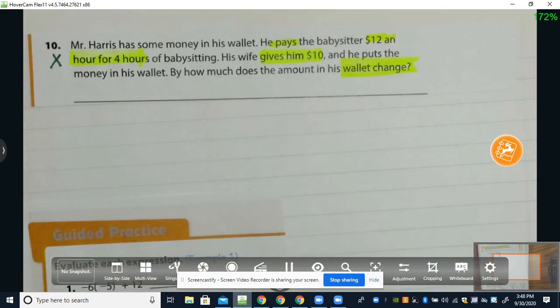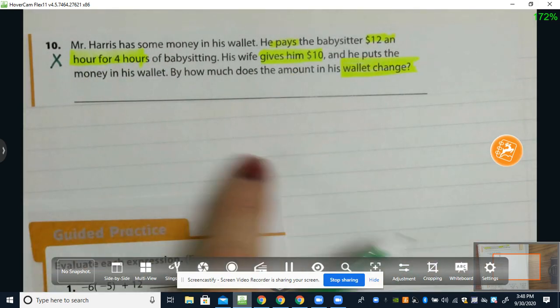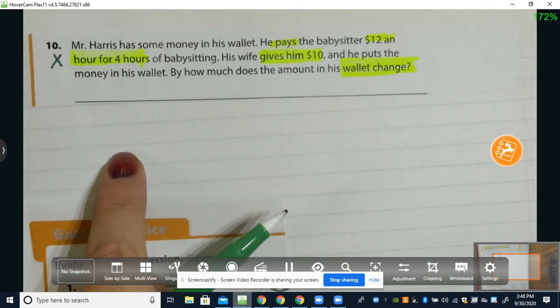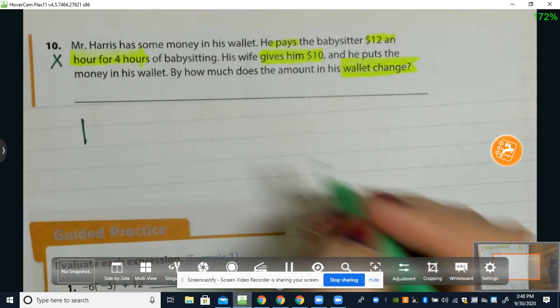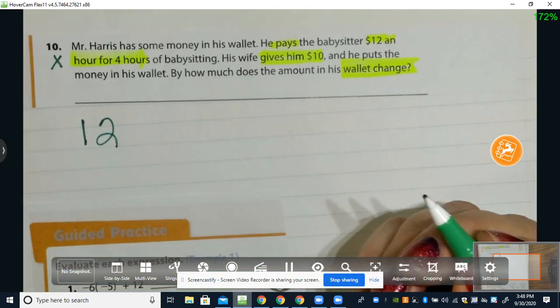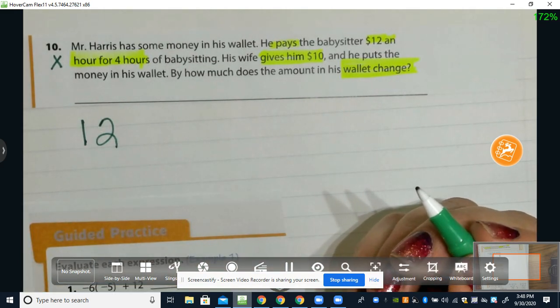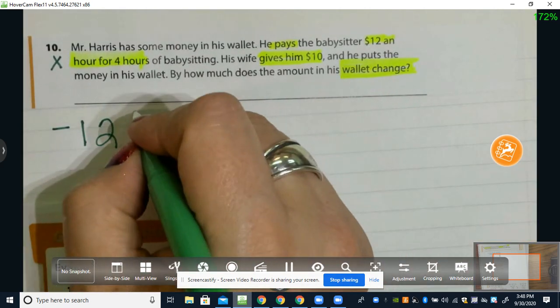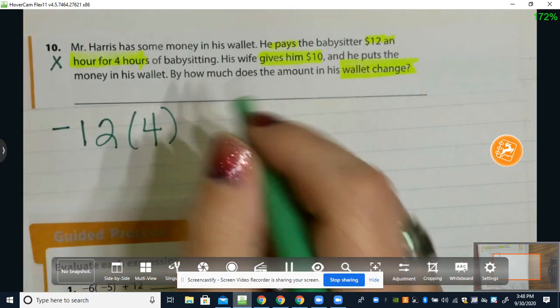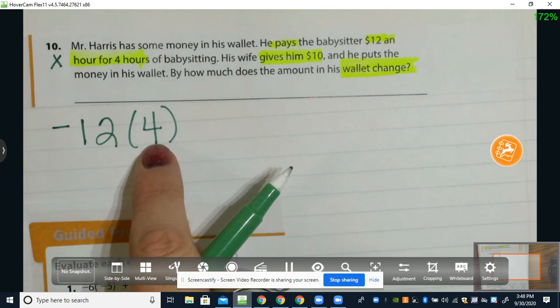Okay? So remember, when I'm reading this, I'm going to write it out. So this is our word problem. We're going to come up with our expression to represent this. So we have $12 is what the babysitter cost. So that money's being taken out. So that's a negative 12 times 4 hours. Hours is always going to be positive, guys.